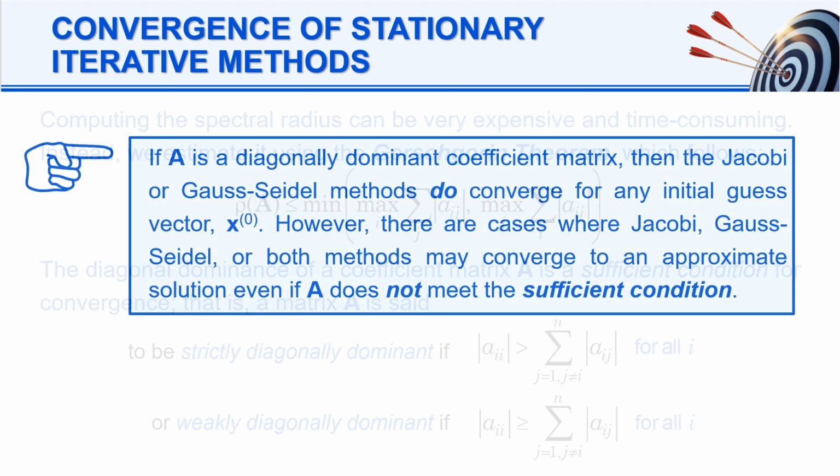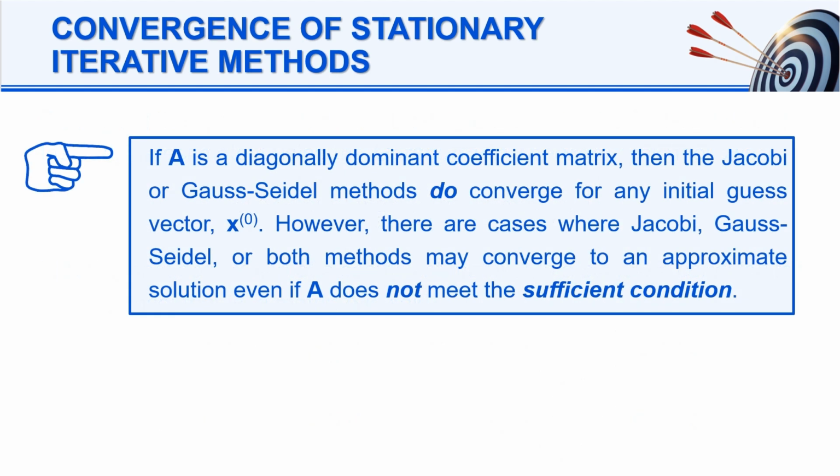If A is a diagonally dominant coefficient matrix, then the Jacobi or Gauss-Seidel methods do converge for any initial guess vector x0. However, there are cases where Jacobi, Gauss-Seidel, or both methods may converge to an approximate solution even if A does not meet the sufficient condition.